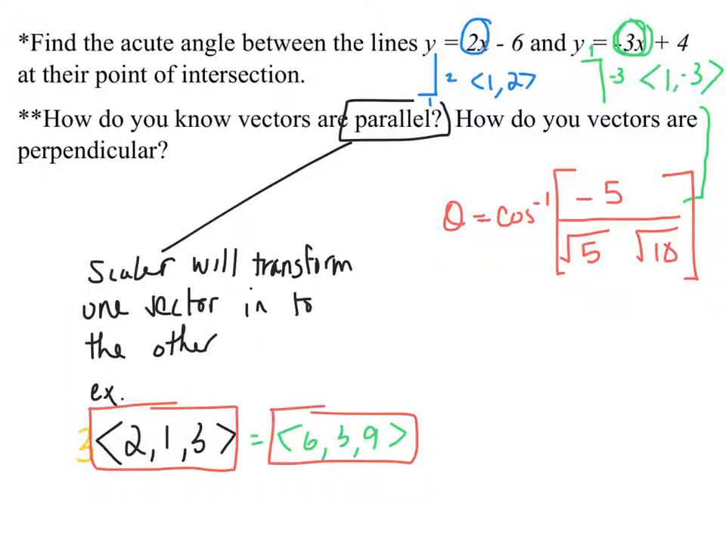Okay? Now, how do you know if two vectors are perpendicular to one another? It's that if the dot product is 0.